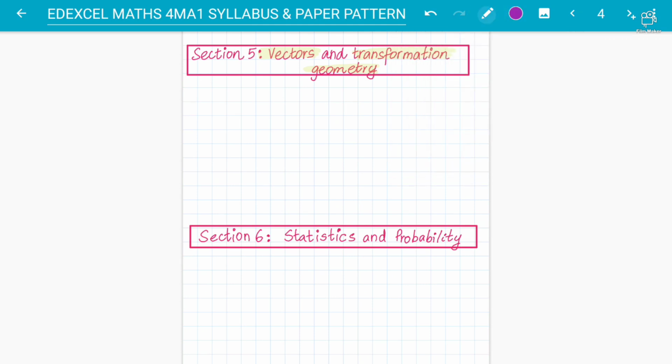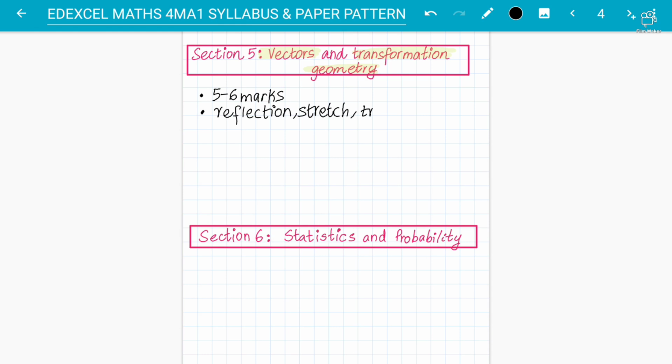You can easily expect 5 to 6 marks questions minimum on vectors. You can expect, students, 5 to 6 marks. And about transformation geometry, it's all about reflection, stretch, and that is also part of the A levels. Okay, so they are giving a flavor of it here.